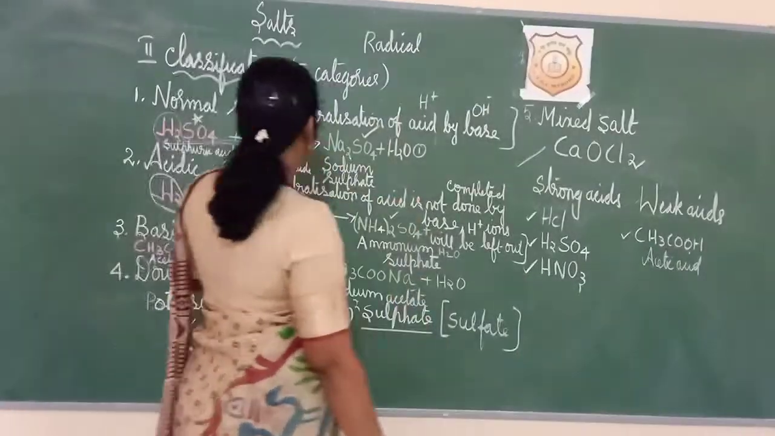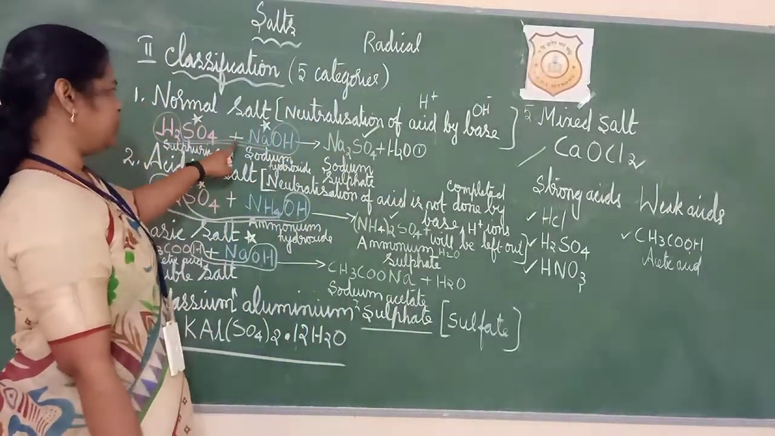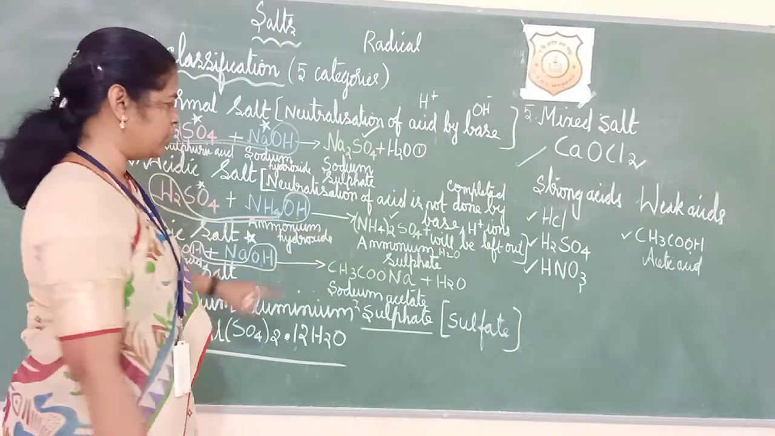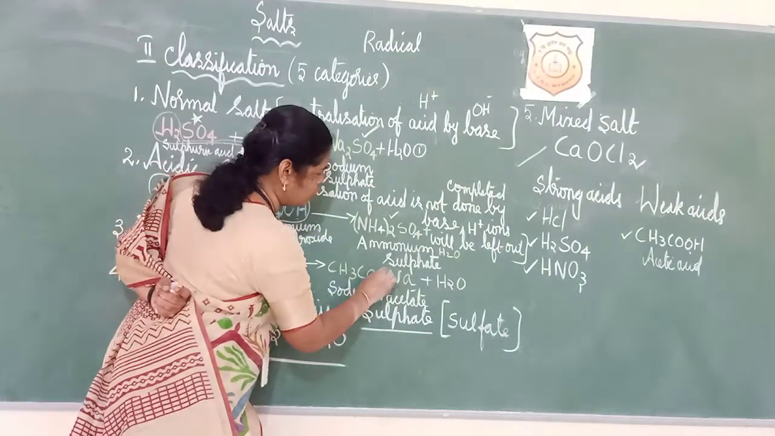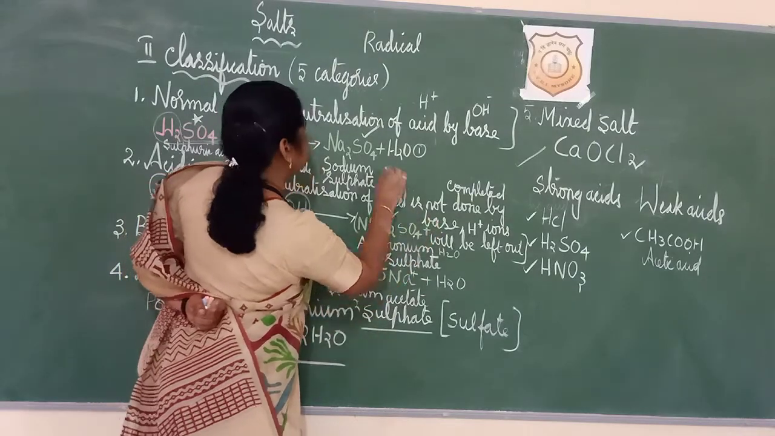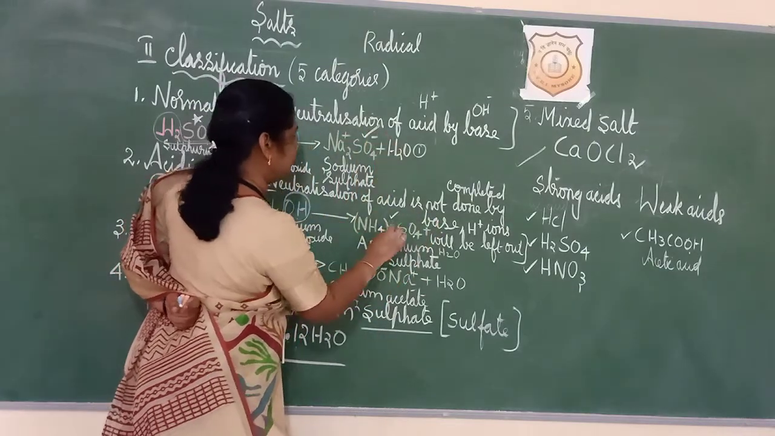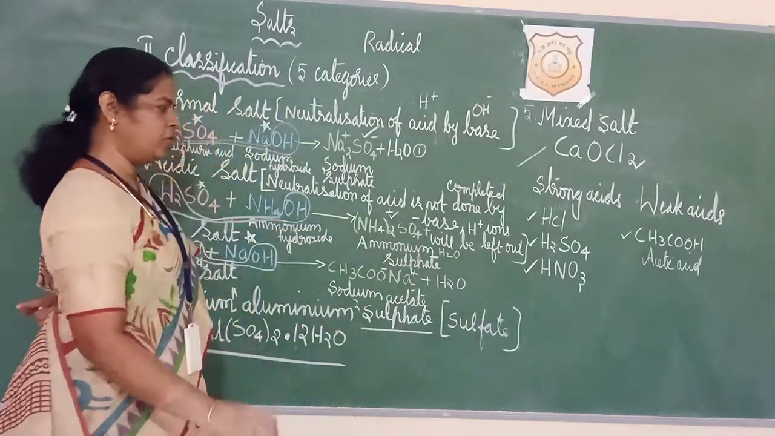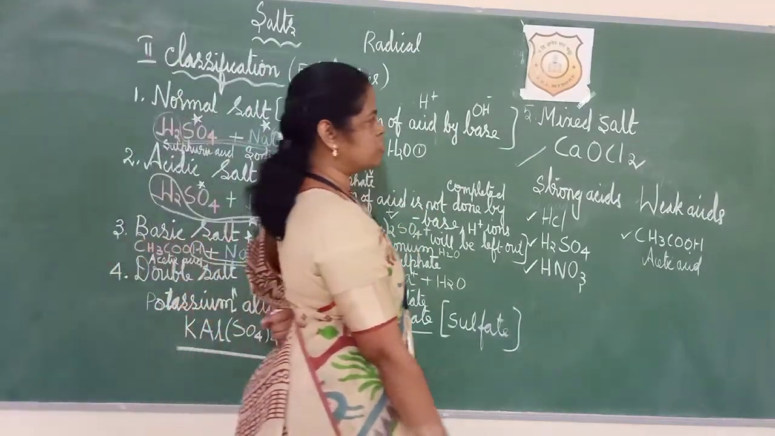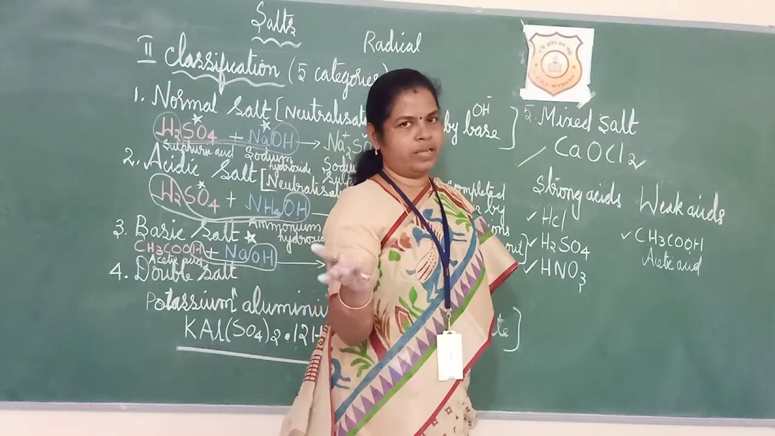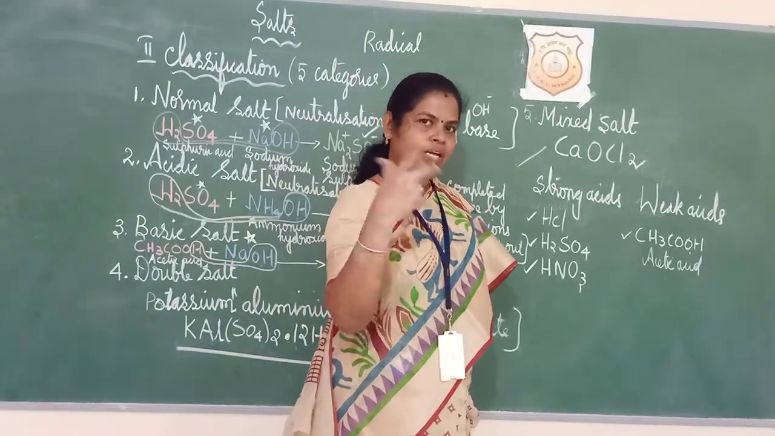Here you see, one cation and one anion will be there in this salt. Here also one cation, one anion. How will you tell one cation, one anion? CH3COO minus, Na plus. Here if you see, Na plus, SO4 minus. Here this is plus, this is minus. So one cation and one anion will be there. But in mixed salt, it can be one cation and two anions, or one anion and two cations.